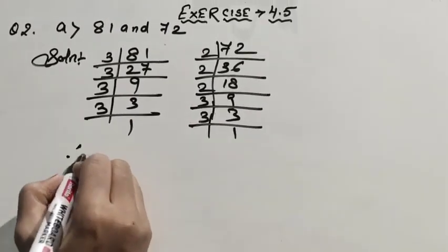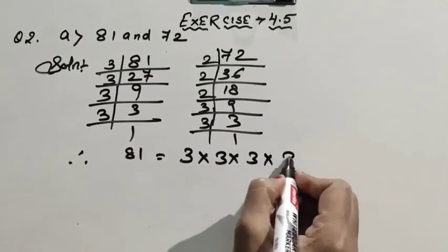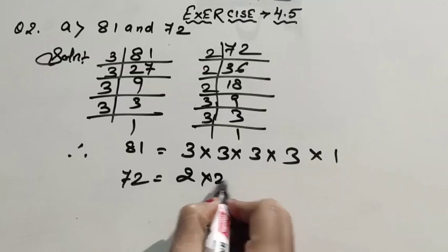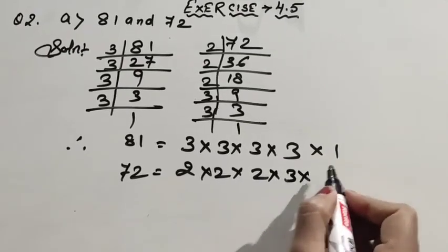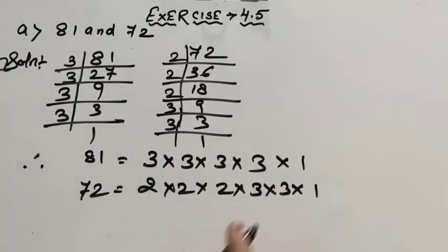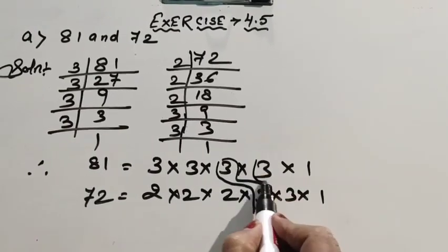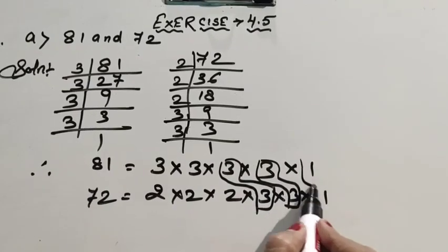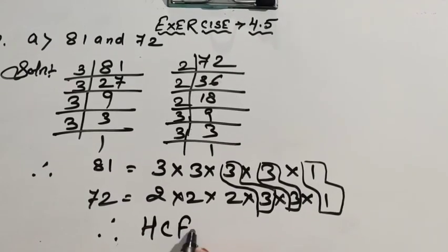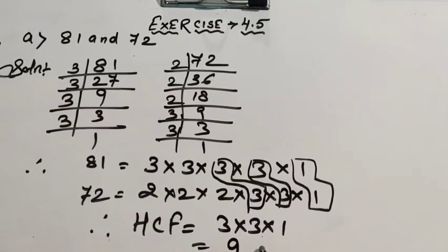So you will write, since 81: 3 multiply with 3 multiply with 3 multiply with 3 multiply with 1. Now 72: 2 multiply with 2 multiply with 2 multiply with 3 multiply with 3 multiply with 1. Now we will find the common factor. So this is common 3, again one more common 3, and the last one is 1. Okay, so you have to write, therefore HCF equal to 3 multiply with 3 multiply with 1. 3 3s are 9, 9 1s are 9, is your correct answer.